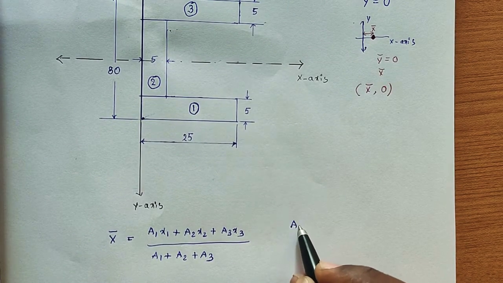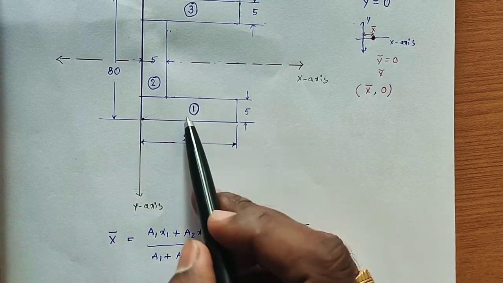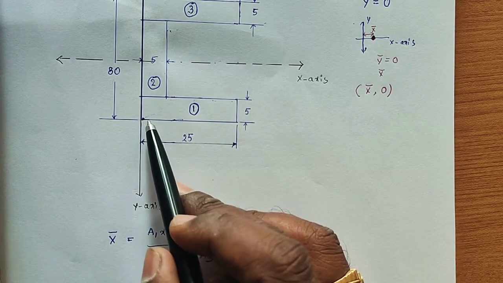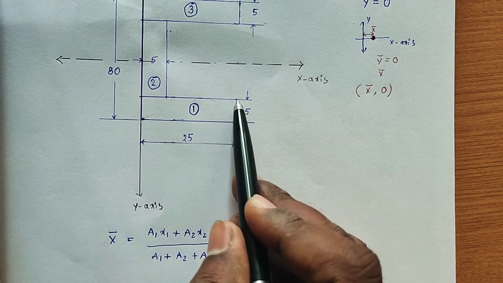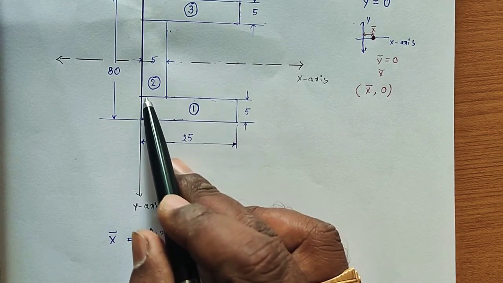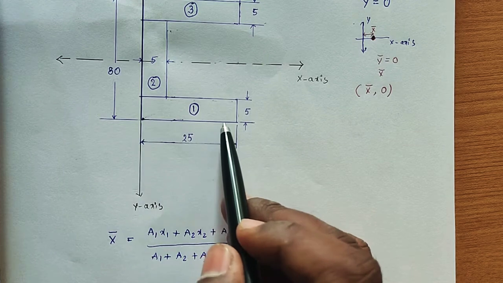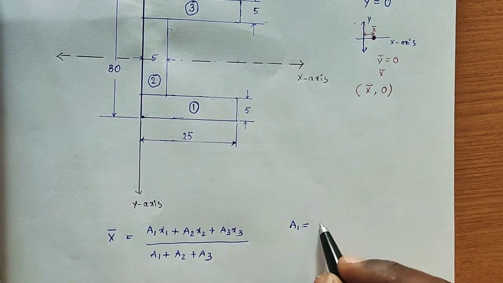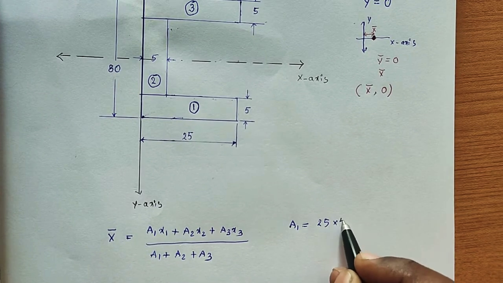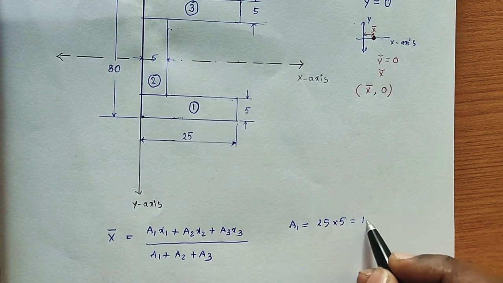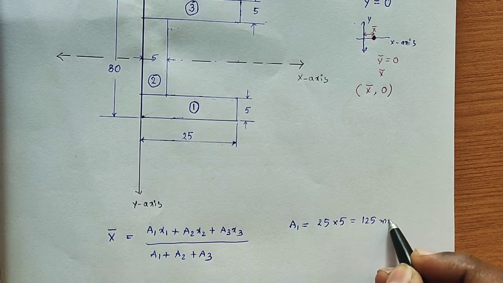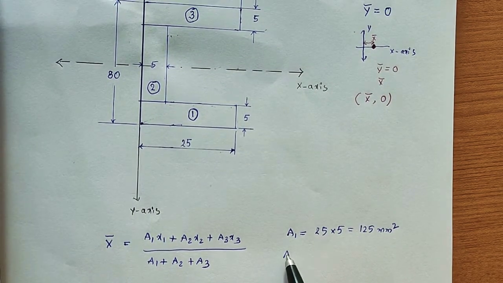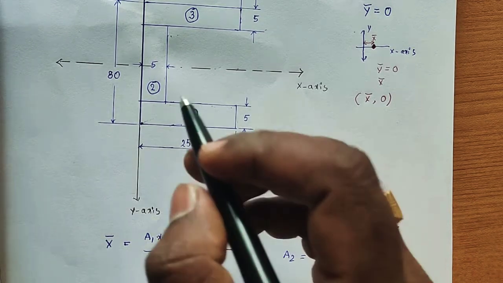Here A1 equals the first rectangular element. We considered these dimensions as the first rectangular element dimensions, so 25 into 5. 125 mm square is the area of the first rectangle. A2 is the area of the second rectangular element.